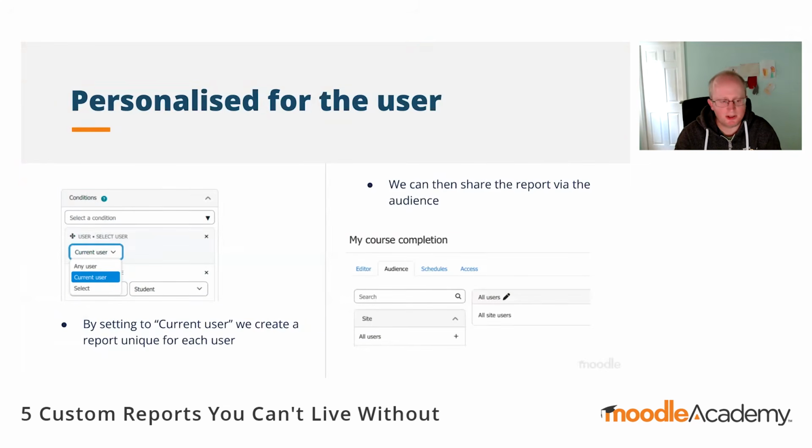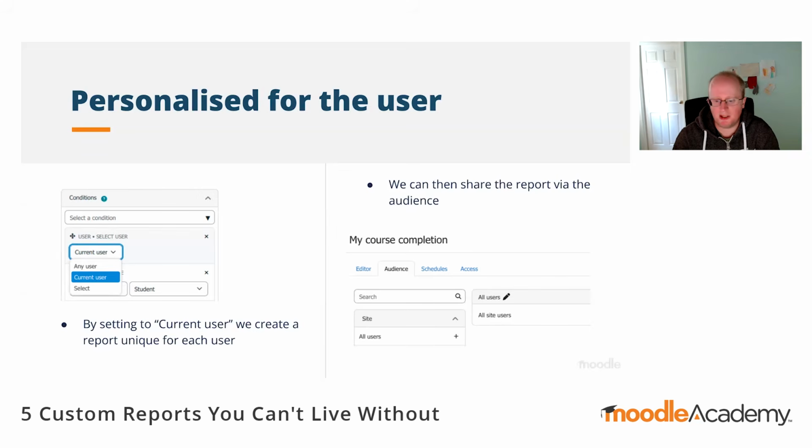So there's one really useful condition when we're adding a report, that is to limit the report data to anything related to the current user. Now, by the current user, what we mean there is the user who is viewing the report. So if I'm student Joe Blogs looking at this report, I'm only going to see information for Joe Blogs. Similarly, if I'm student John Smith, I'm just going to see information in the report related to John Smith. So what we can do with this condition here is pair it with an audience to allow all users to view the report.